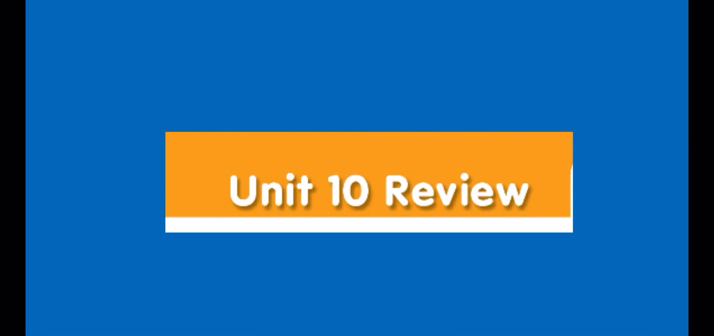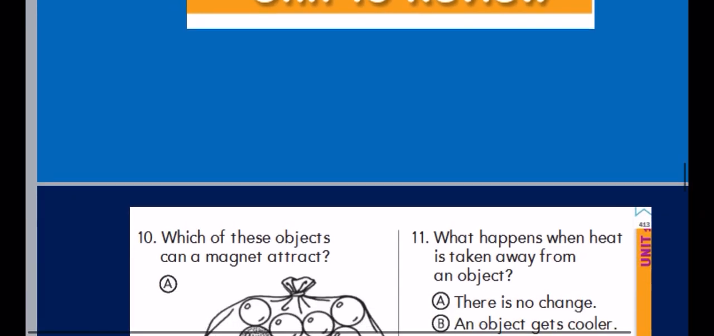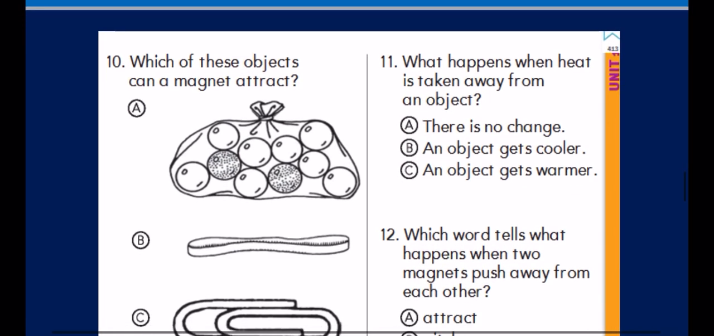Welcome to our second part of the revision, Unit 10 review. Let's see what we have here. Okay, we are completing our revision. We are going to choose the correct answer.